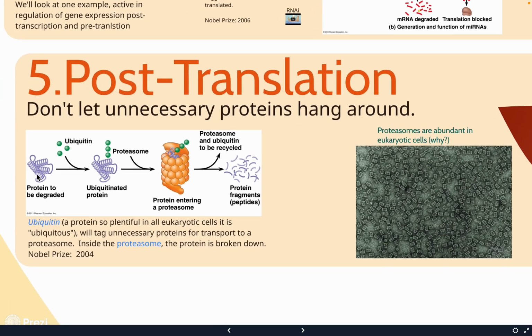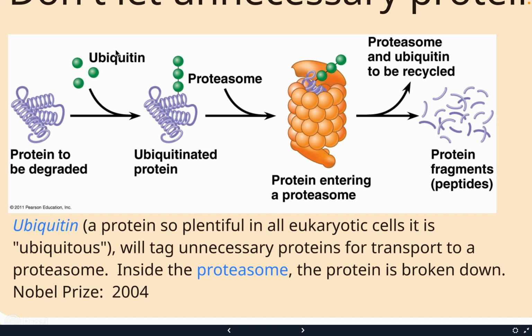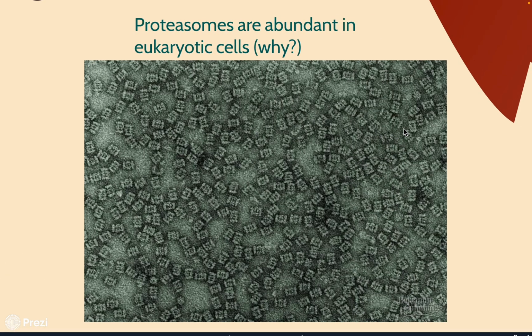So the way this works is there is this molecule, a protein, everything's a protein, right, called ubiquitin. Ubiquitin is going to attach itself to any protein. It's like a tag, and it's going to say, hey, proteasome, come over here. You don't want this one anymore. And the proteasome will come and break down that protein and degrade it into peptide fragments. This organelle is very abundant in eukaryotic cells because we need these regulations.